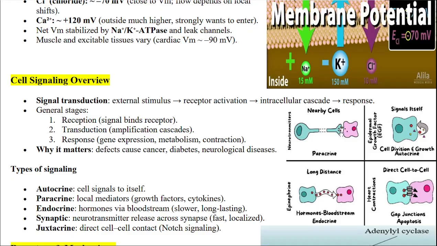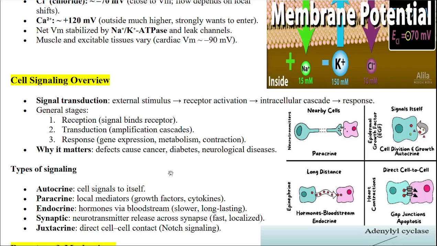Exactly. The basic flow is an external stimulus, like a hormone or neurotransmitter, the ligand, binds to a specific receptor protein on the cell surface. That binding triggers transduction, a cascade of events inside the cell, often involving multiple steps, and crucially, amplification. Amplification seems key. It's fundamental. One signal molecule outside can lead to thousands, even millions, of activated molecules inside. This cascade ultimately leads to a cellular response.